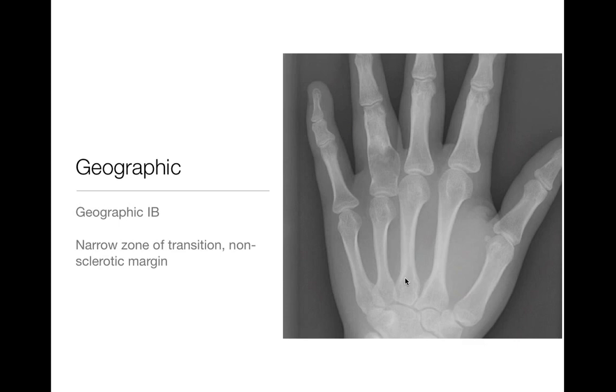Here we have one in the hand, geographic lytic lesion, which is slightly expansile, has a narrow zone of transition, non-sclerotic border. This one is centered in the metaphysis of the phalanx of the hand here. This was enchondroma in this case, which is a common benign lesion in the hand.